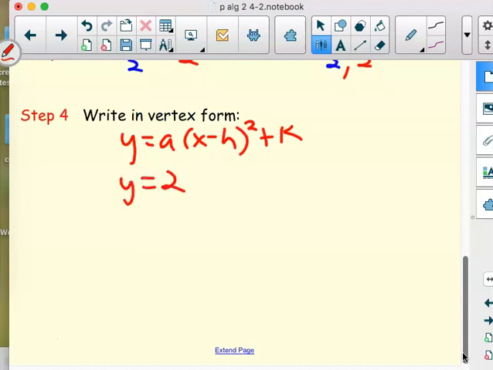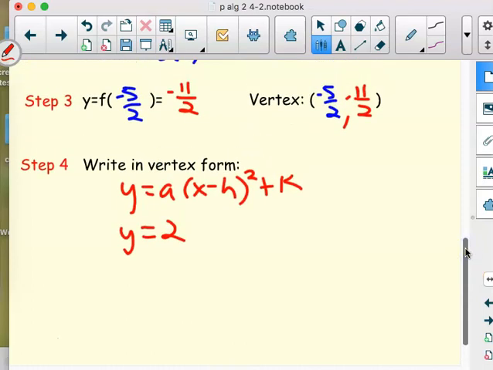Y equals 2, and I scrolled it up too far. I want you to be able to see the vertex there. And then I remember, oh wait, it's got to look the opposite though. So if it's negative 5 halves in here, it's going to be plus 5 halves. The k in the back, that one's just normal. So we'll have the minus 11 halves in the back there. And now it's in vertex form.